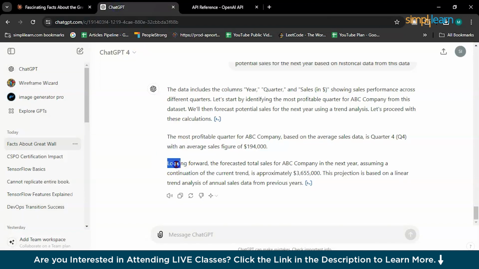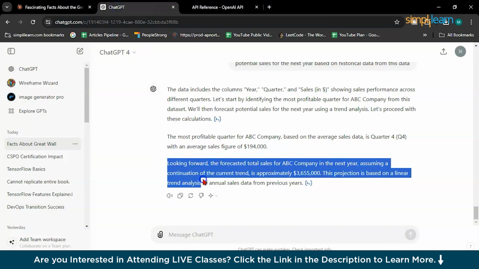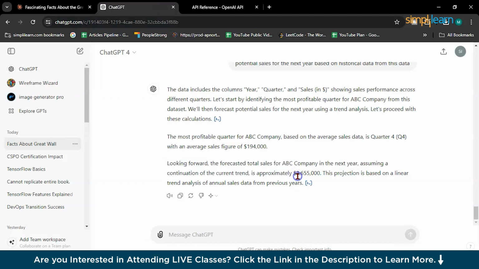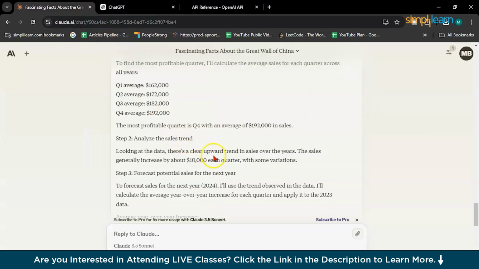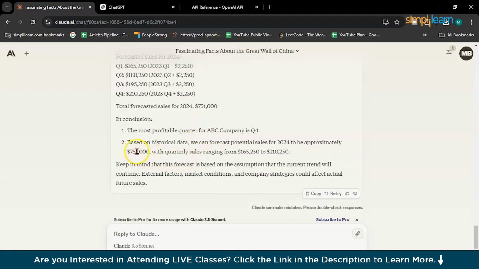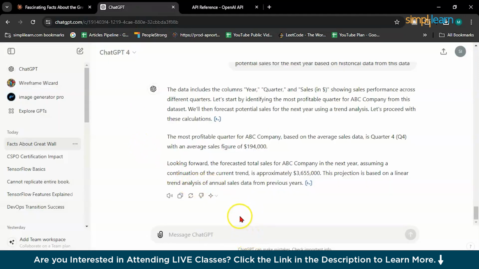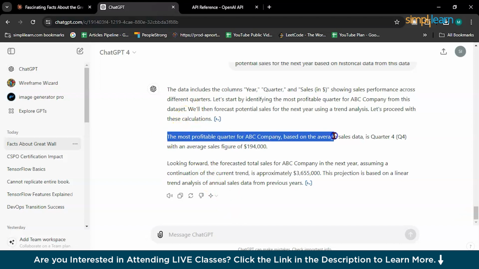Okay, we'll check later. So looking forward to the full company next year, assuming the continuation of the current trend, approximately 3,655,000. Okay, here we will check. It is giving us, based on history, we can forecast potential sales for 2024. It's giving different facts, so even I don't know which is right. But as you can see, the most profitable quarter for the ABC company based on the average sales data is Q4. The figures are different maybe, but the profitable quarter for the ABC company is the same, Q4.